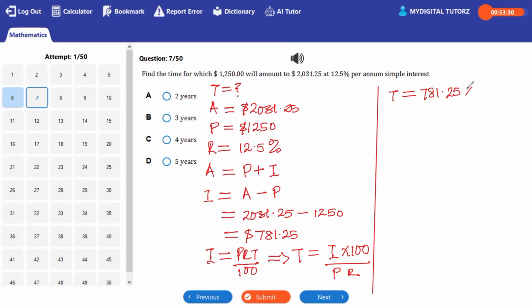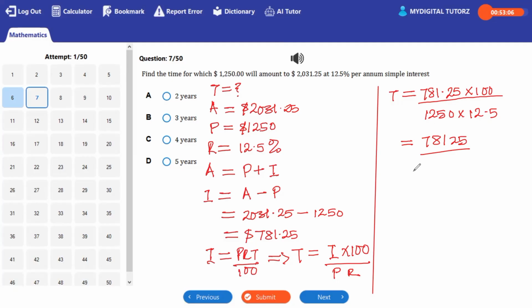781.25, all multiplied by 100, divided by the principal, which is 1250, multiplied by the rate, that is 12.5. So doing this, we are going to have 78125 when you multiply it by 100. Then press your calculator, multiply this together. Please, let's do it together.